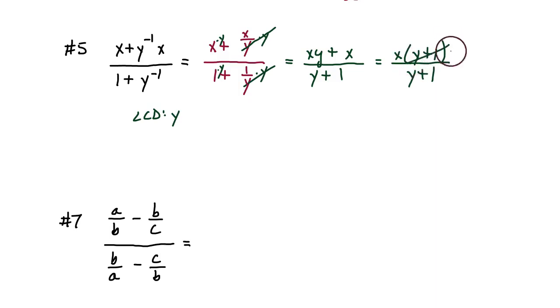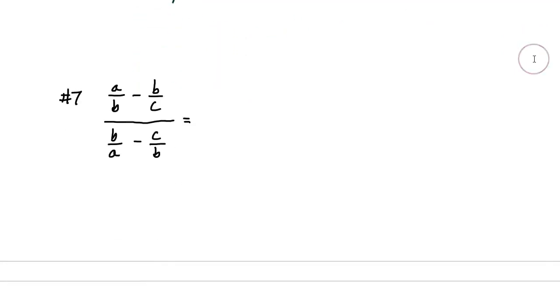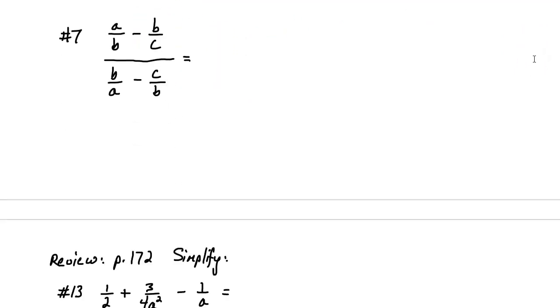It looks like these will cross out. The final answer is x. So method number 1 looked like it worked pretty good. For number 7, I'm going to go back to doing method number 2, just so we can see what that looks like. Let's rewrite this division using the elementary school division symbol.